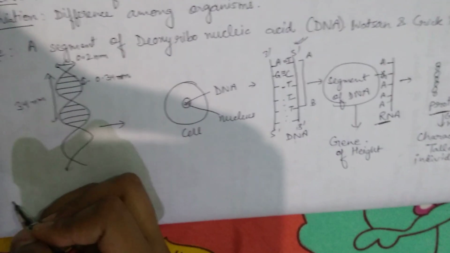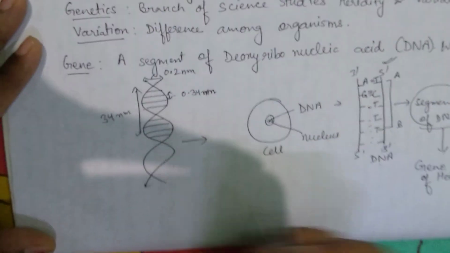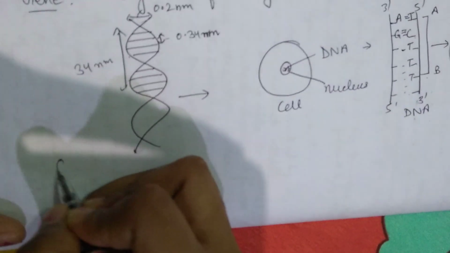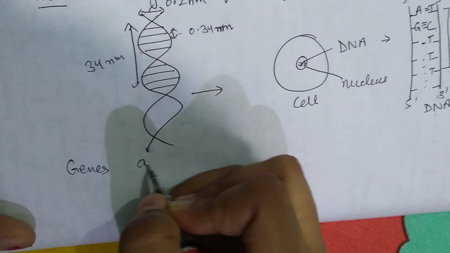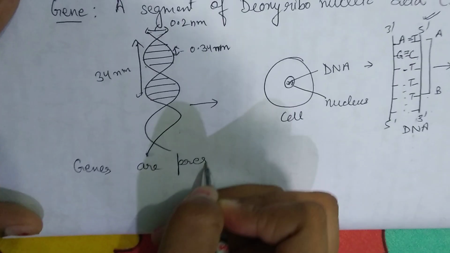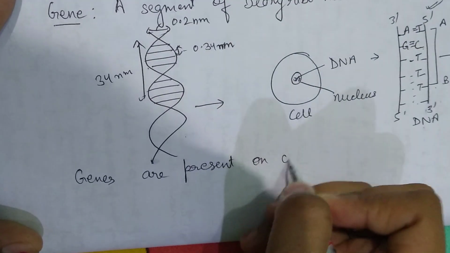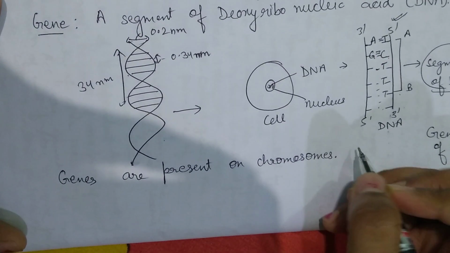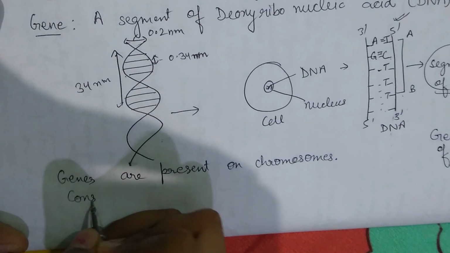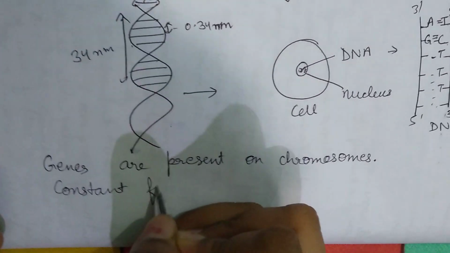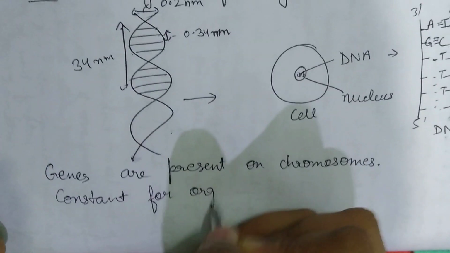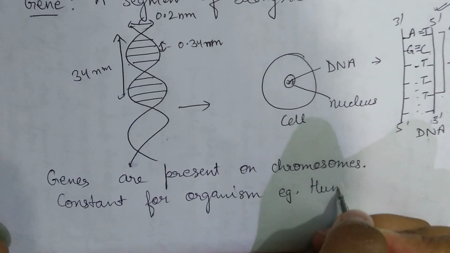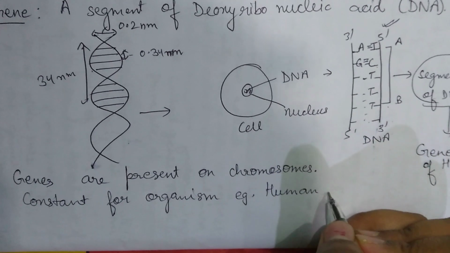Now, as we know from the discussion, genes are present on chromosomes, which are constant for every organism. Example, in humans, there are 23 pairs of chromosomes.